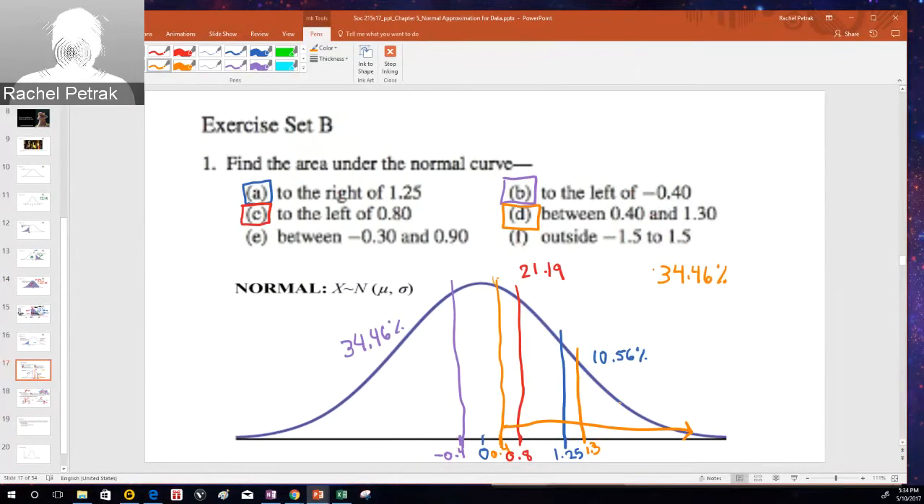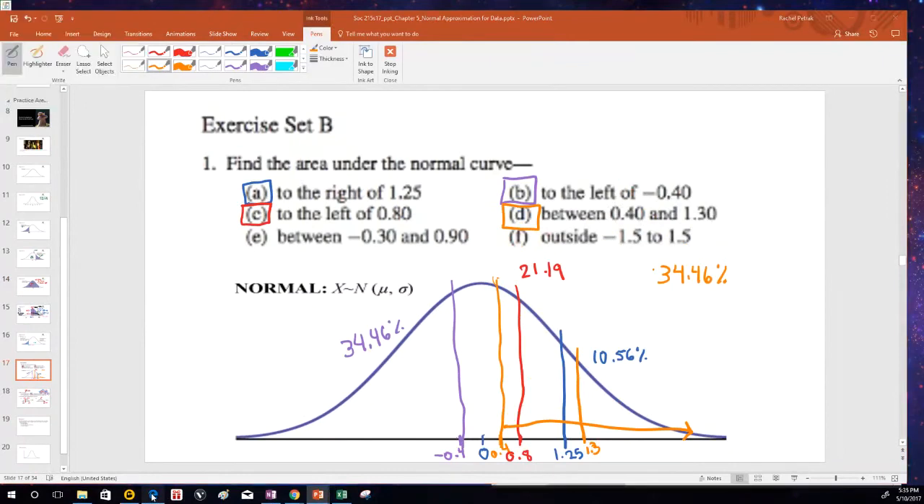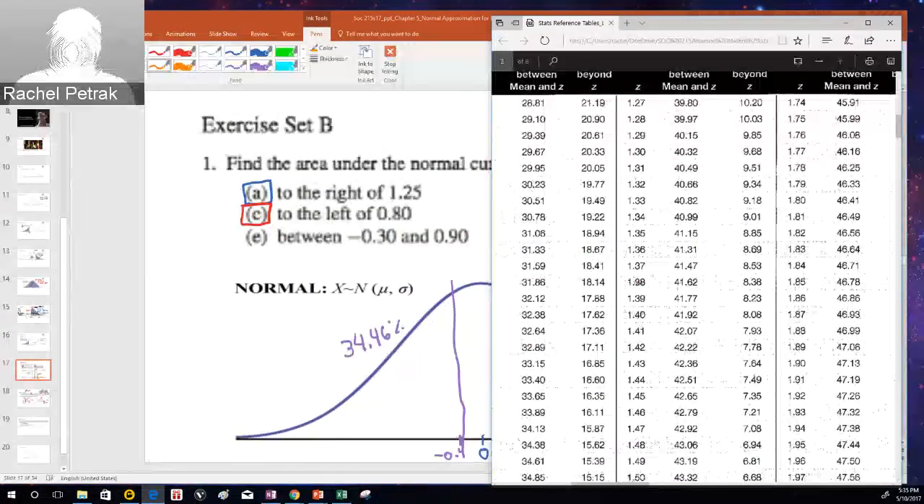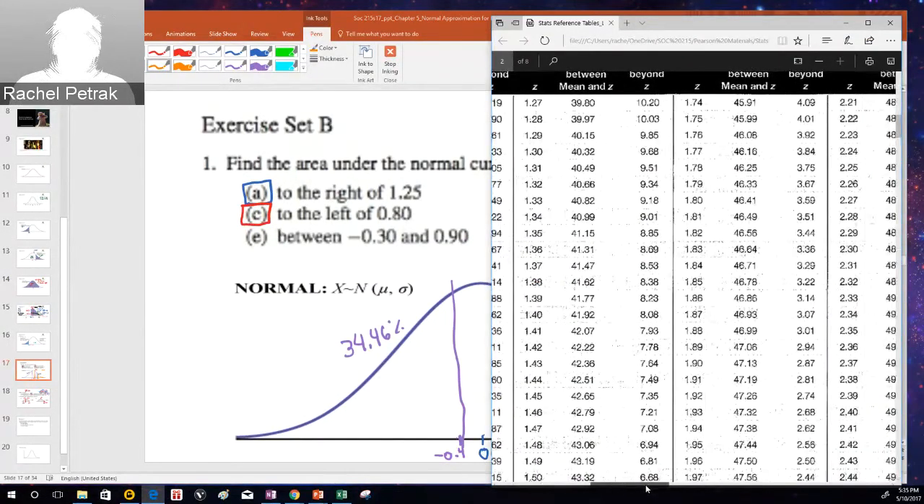So let's go find the proportion of the distribution beyond a z-score of 1.3. So I'll go back to my handy dandy z table. And at a z-score of 1.3, we know that the area beyond z is 9.68%.